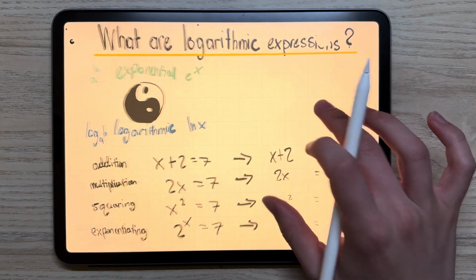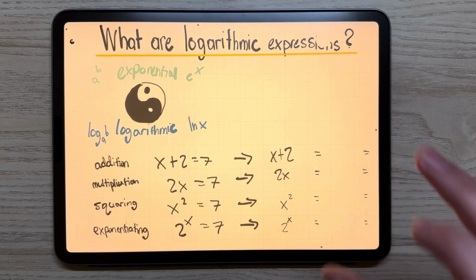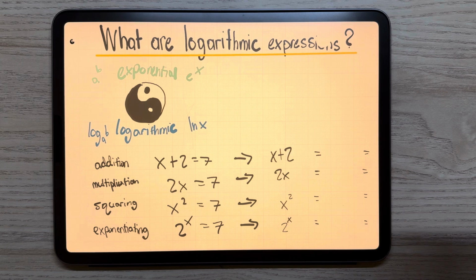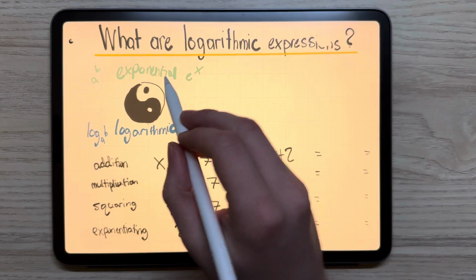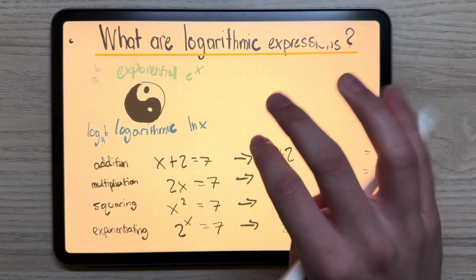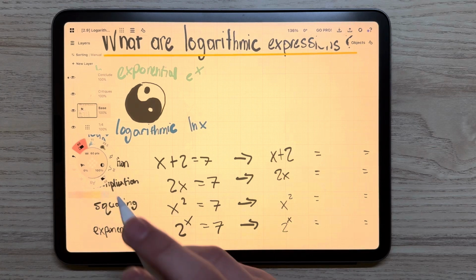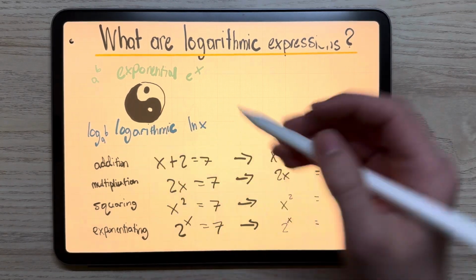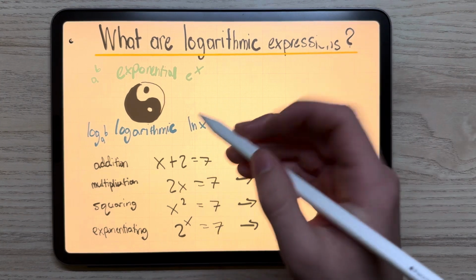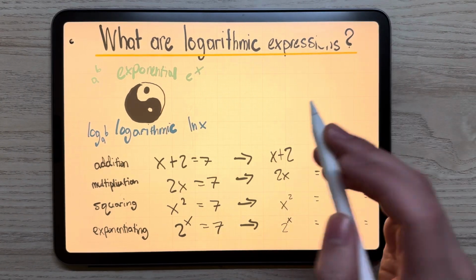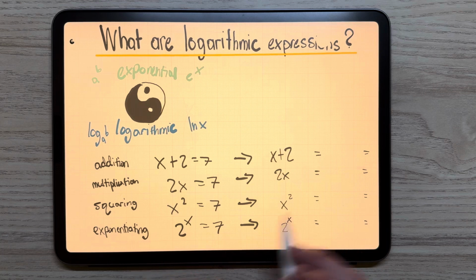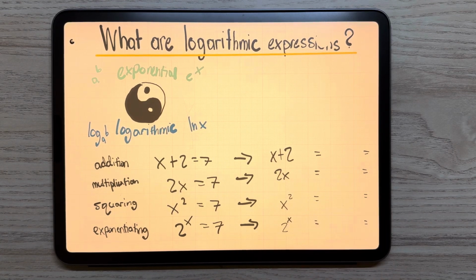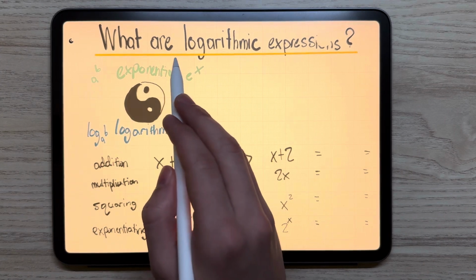Alright, so what are logarithmic expressions? Logarithmic expressions are kind of like the inverse of exponential expressions. So if you were to write something in exponential form, you can undo it with a logarithm. And so the need for logarithms comes up whenever we have equations that use exponentials.